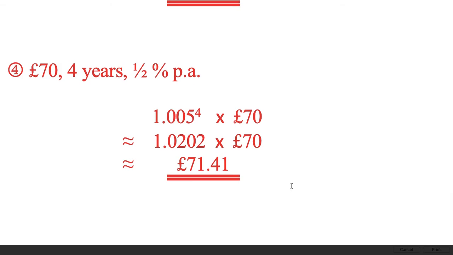And the next one, $70, 4 years, 0.5%, so it's 1.005 for the original amount, that's the 1, plus the extra 0.5%. Power of 4 for 4 years and times the original 70. So multiplying all that together, 71.41 by the end of it.